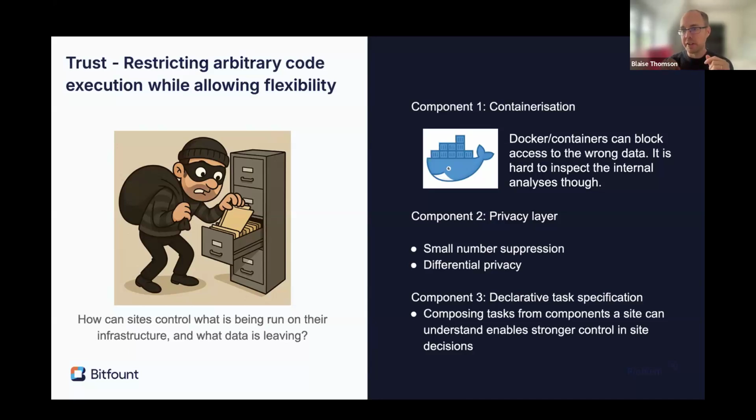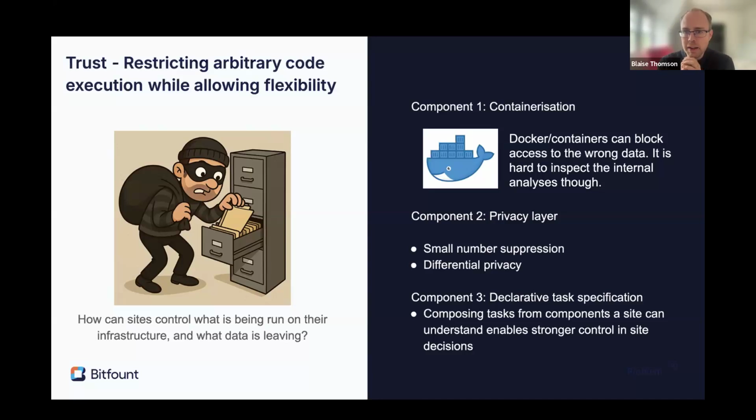Or if you want to look for a specific postcode, you might say, find me all people and then all people not in this postcode. Both of those numbers are going to be above your number suppression level, but the difference actually gives you the number in the postcode.